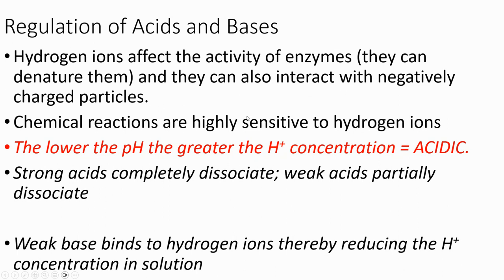They can also interact with negatively charged particles. Now, chemical reactions are highly sensitive to those hydrogen ions. The lower the pH, understand the relationship here between the pH and the hydrogen ion concentration. So the lower the pH, so like a pH of 1, 2, 3, is going to have more hydrogen ions, meaning it's going to be very acidic.